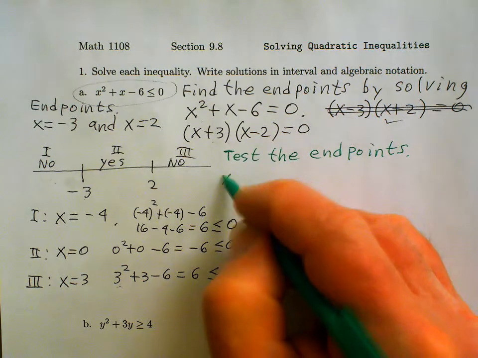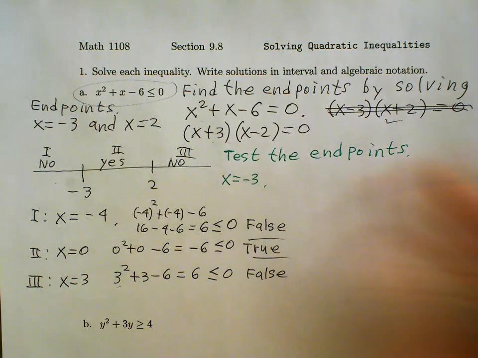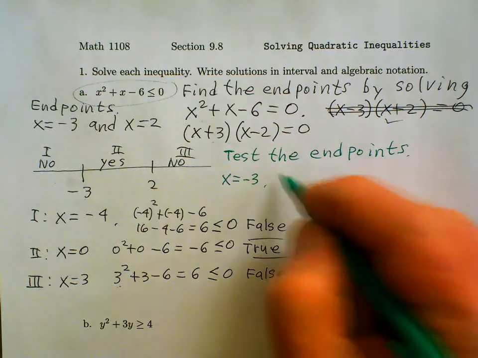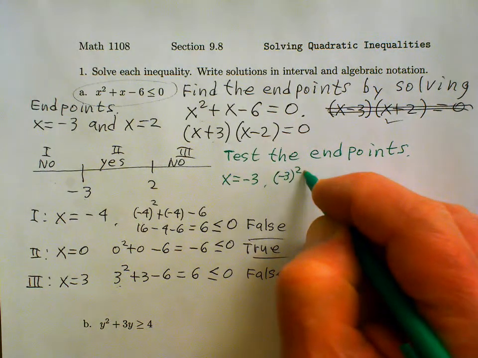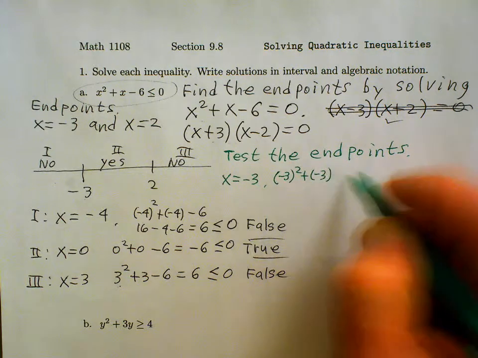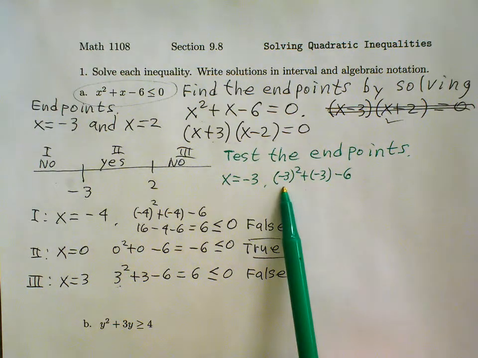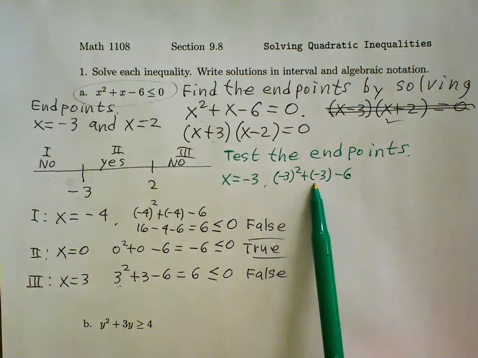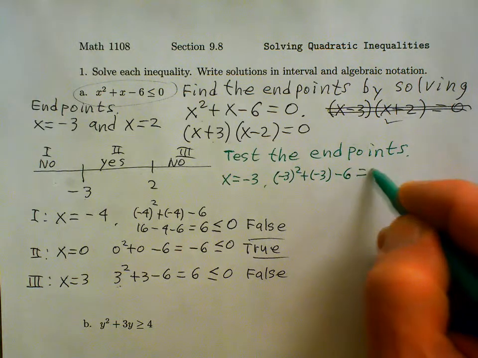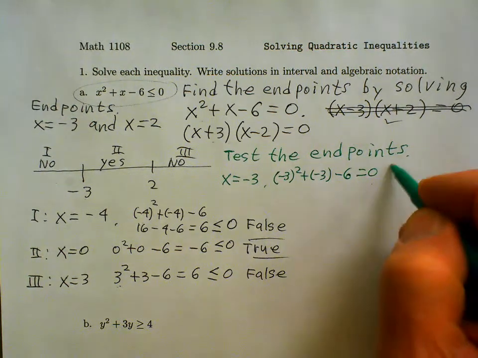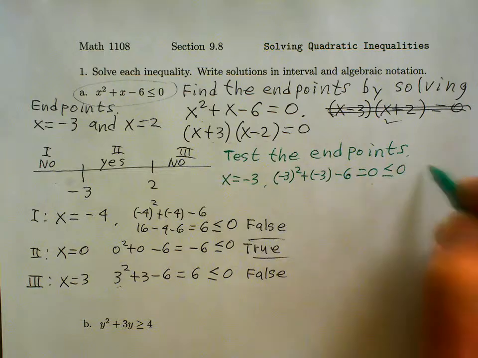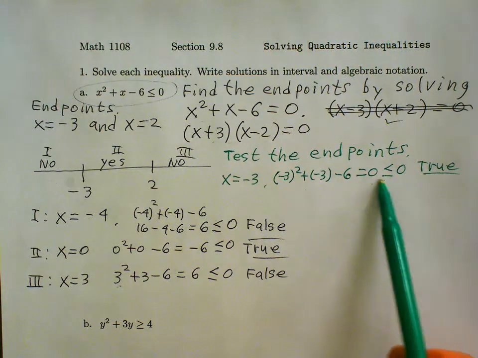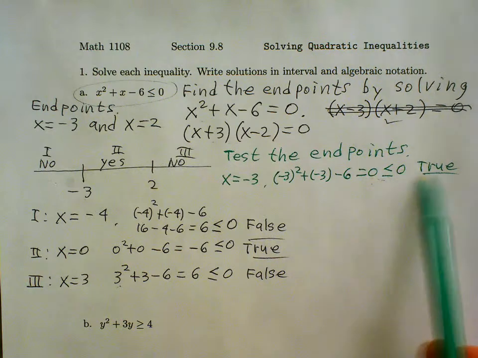So first we'll test x equals negative 3. So the number negative 3 squared plus negative 3 minus 6. The number negative 3 squared is 9. 9 plus negative 3 is positive 6. 6 minus 6 is 0. And the inequality is less than or equal to 0, which is true. It's the or equal to 0 that makes it true.